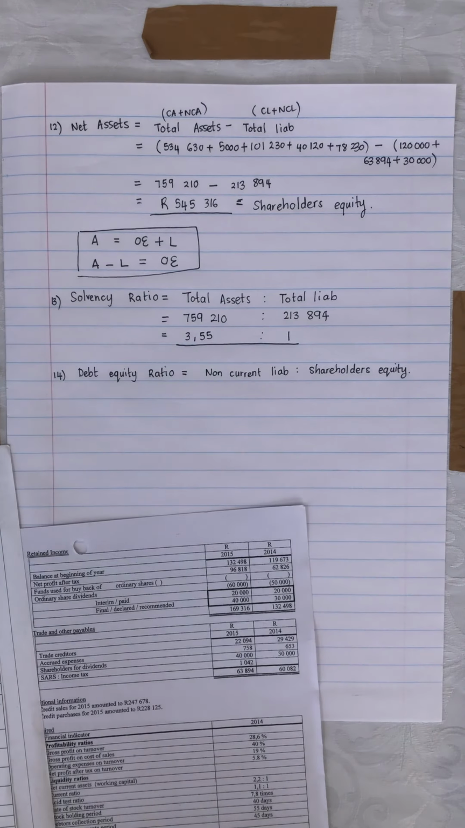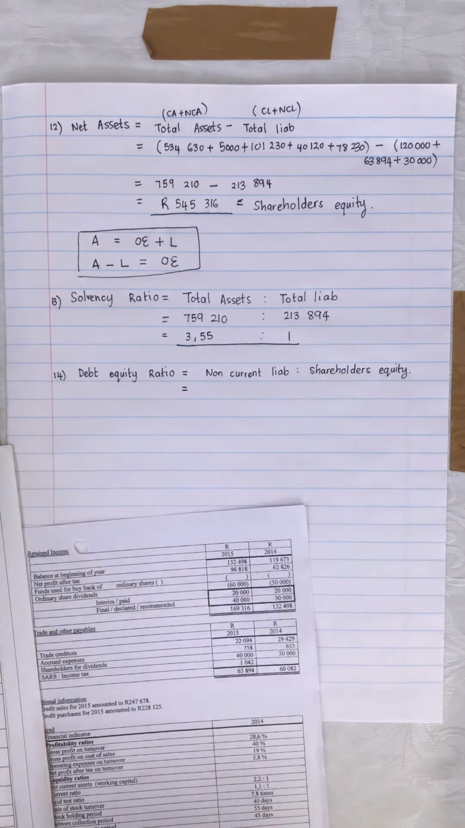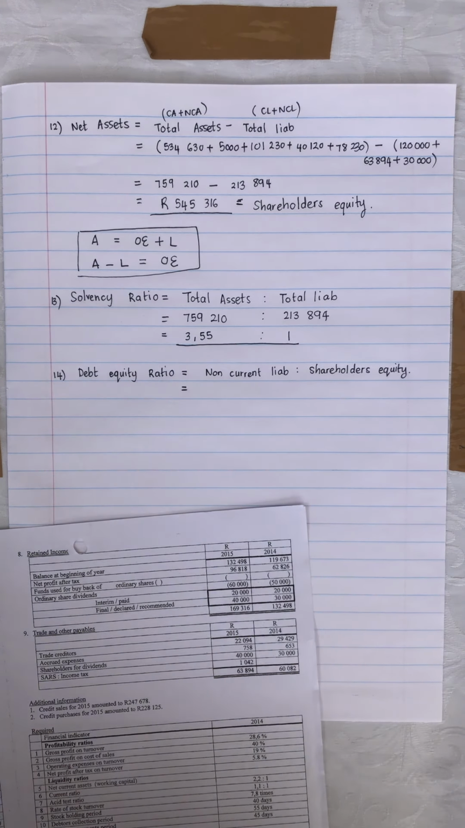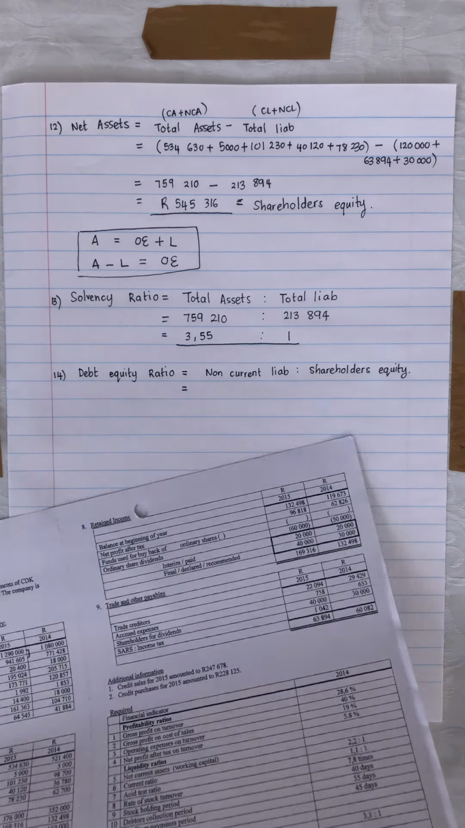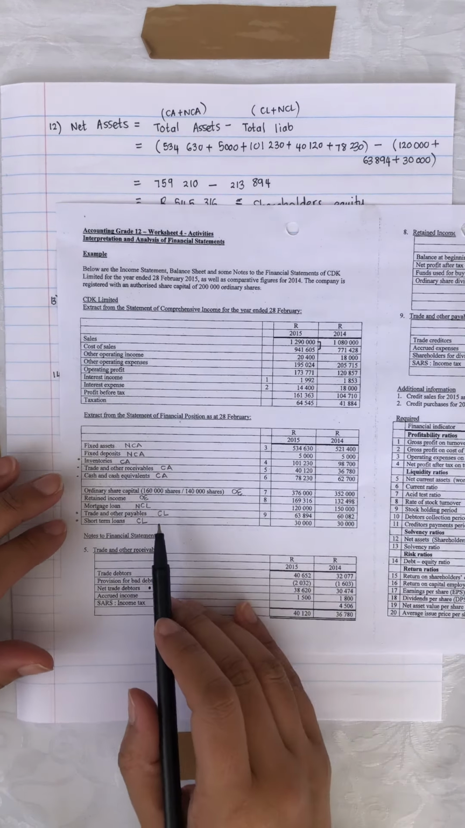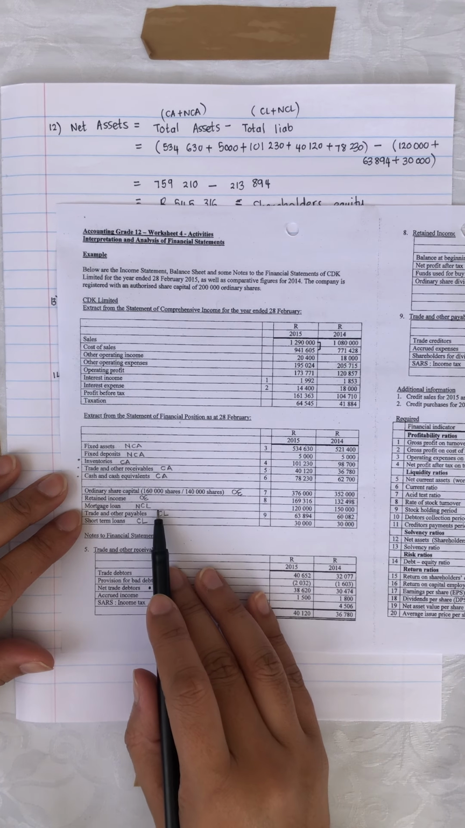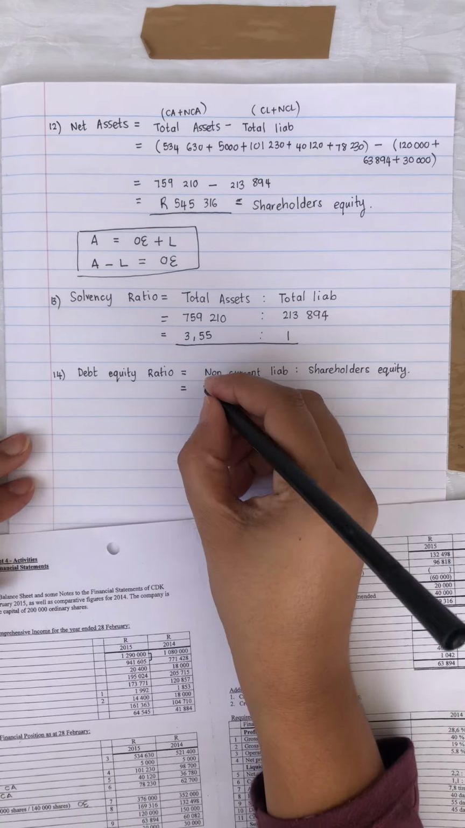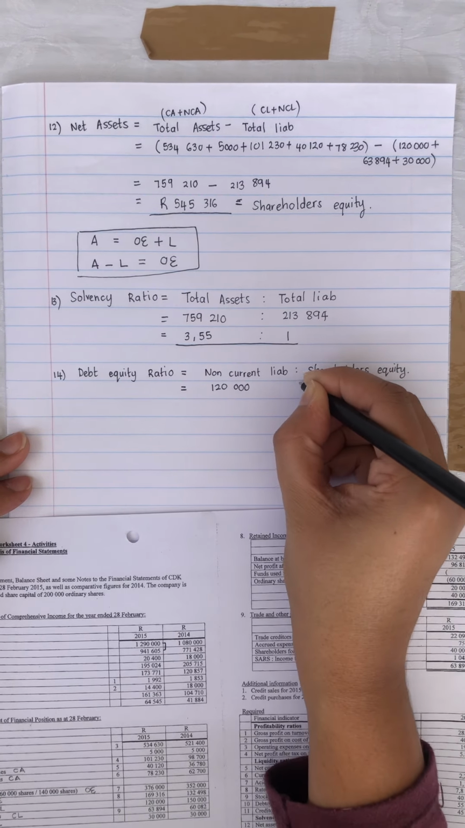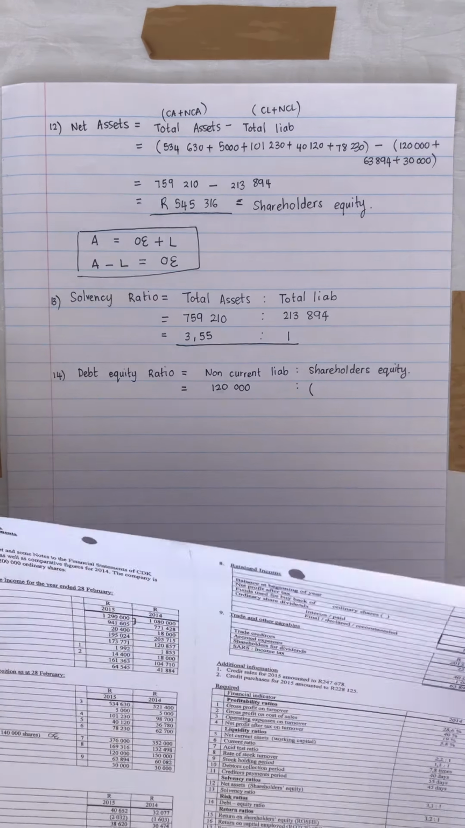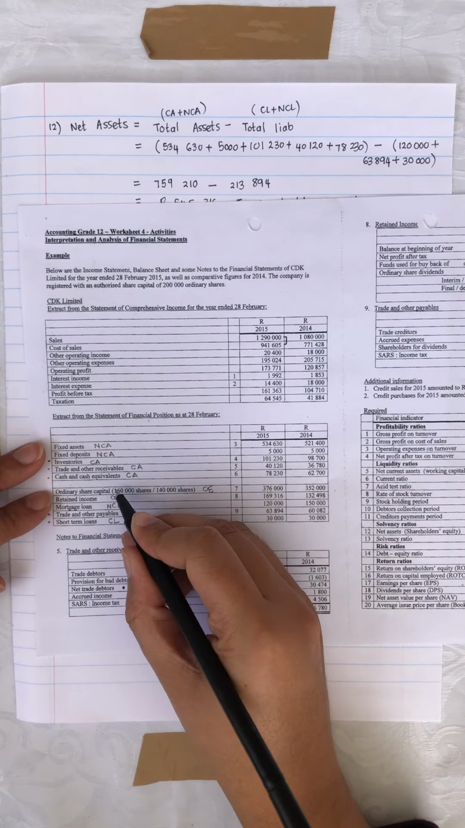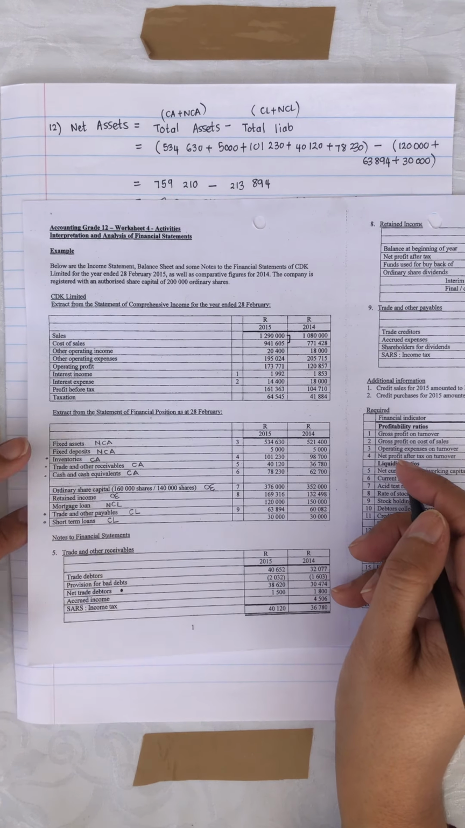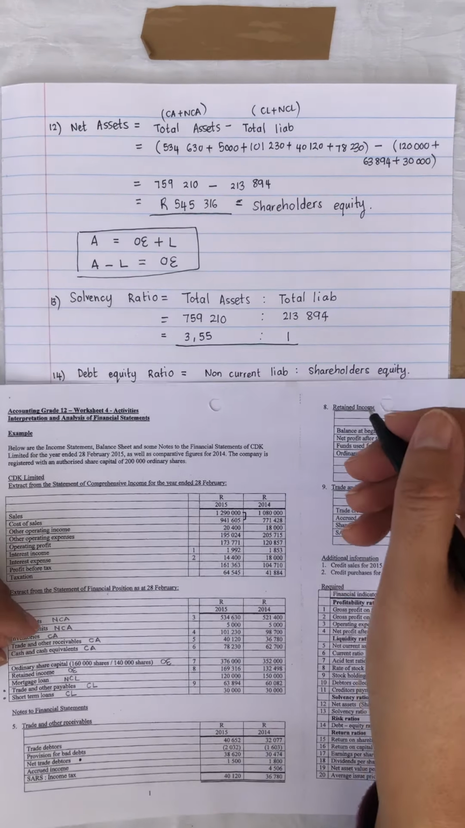My non-current liabilities and my ordinary shareholders' equity will both be found on my statement of financial position. I need non-current liabilities. I've just got one, which is my mortgage loan. So that is 120,000 is to ordinary shareholders' equity. Both your ordinary share capital and your retained income make up your ordinary shareholders' equity. So we add the two.